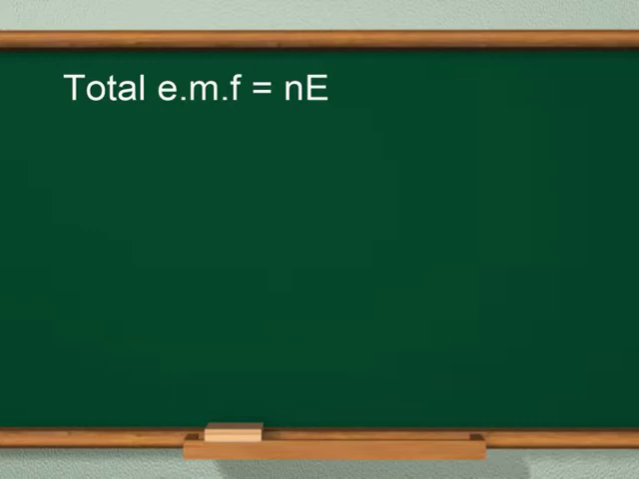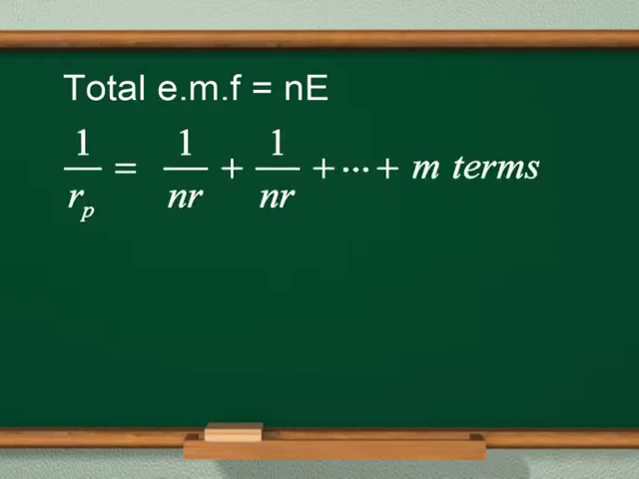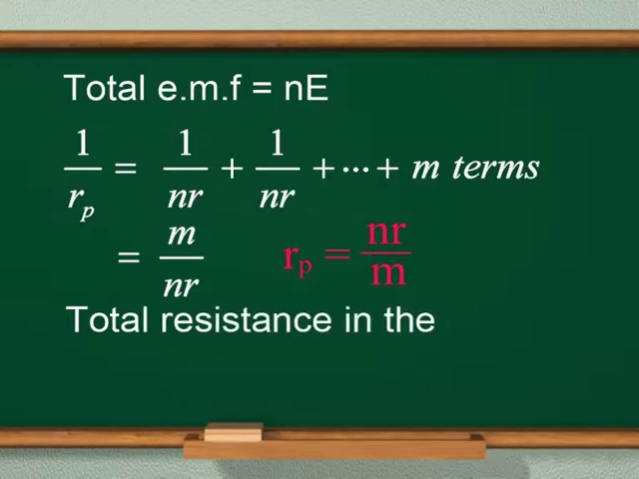Since there are m rows of cells in parallel, therefore, total internal resistance, that is Rp of all the cells, is given by 1 upon Rp is equal to 1 upon nr plus 1 upon nr plus up to m terms. This becomes equal to m upon nr, or Rp is equal to nr upon m. The total resistance of the circuit becomes equal to capital R plus nr by m.